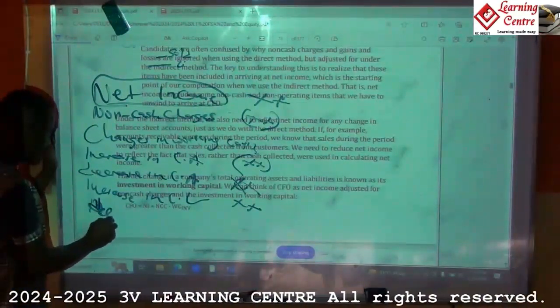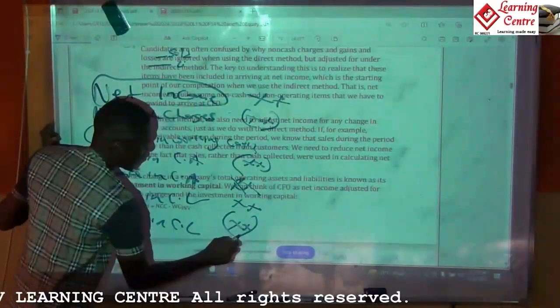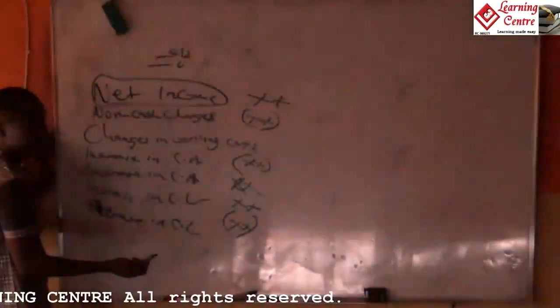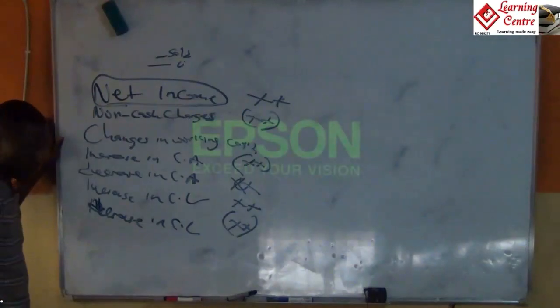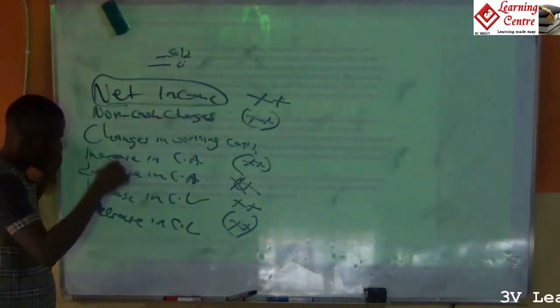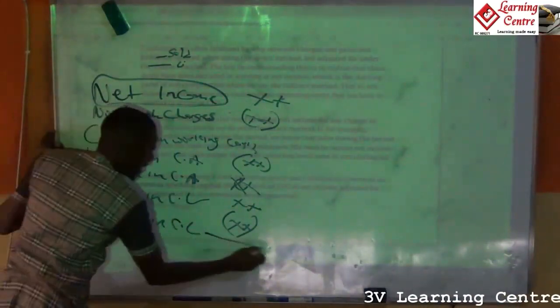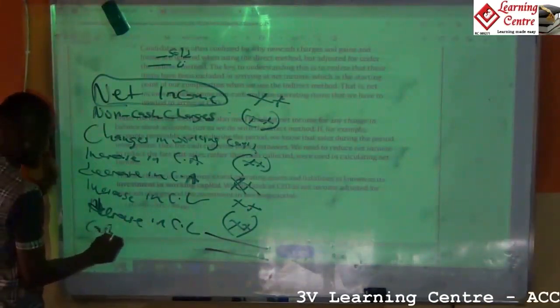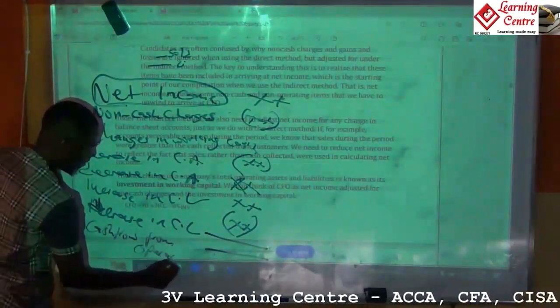So, decrease in current liability, you subtract. This net income, is it net profit or gross profit? No, it's net profit. Once you do that, you get your cash flow from operating activities.